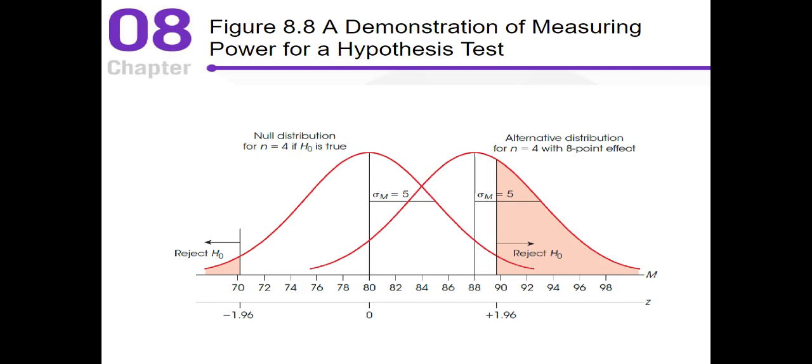On the right-hand side, it shows the distribution of sample means that would be obtained if there was an 8-point treatment effect, with the expected value of the distribution being 88. So you can see in that shaded area on the right, it gives the power of the hypothesis test. Notice that if there would be an 8-point effect, roughly 1/3 of the sample means would be in that critical region.